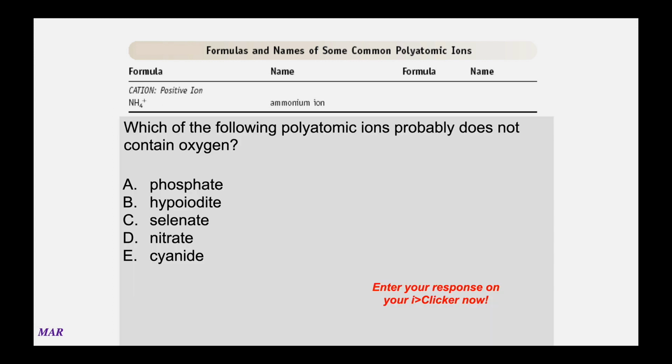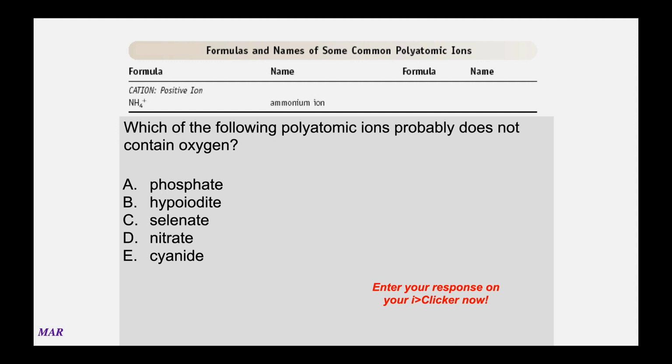Which of the following polyatomic ions probably does not contain oxygen? Okay, so remembering earlier how the ATEs and ITEs, if you see that ending, that usually means that you've got oxygen. So phosphate, that's got an ATE ending, that's got oxygen. Hypoiodite is the next one, but it has an ITE ending, probably going to have oxygen. Selenate, ATE, you bet. Nitrate, ATE, you bet.